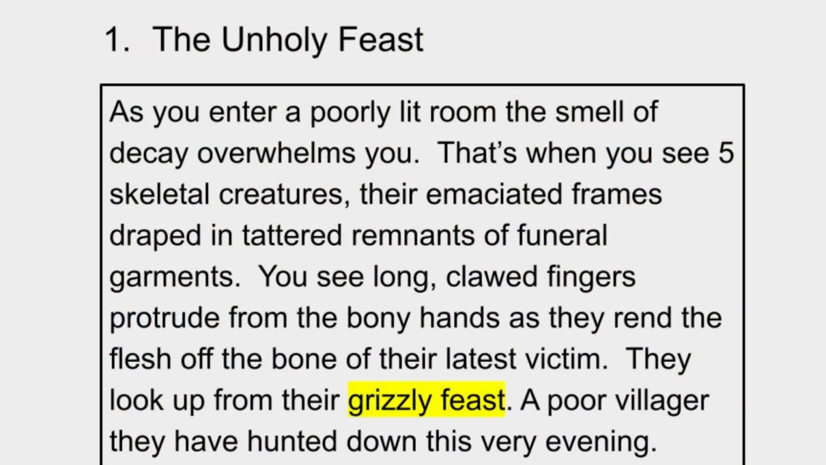You also want to be specific. Use concrete nouns and adjectives to create a clear picture in the players' minds. For example, I didn't describe these guys as just eating the villager, but them having a grisly feast. I think this really describes them as gathering around the dead villager in an almost party-like atmosphere where they're just gorging themselves on his flesh.